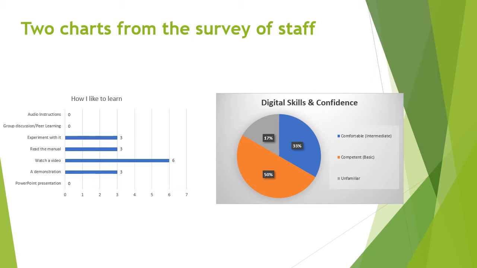The other question was about their digital skills and confidence. As you see, we had one staff member who was unfamiliar and had poor digital skills and confidence. We had three members of staff who classed themselves as competent with basic skills, and we had two members of staff who were fairly comfortable with intermediate skills.